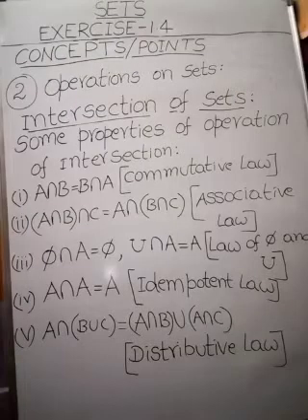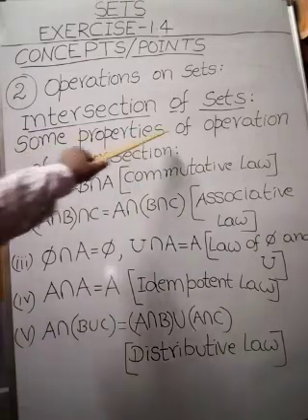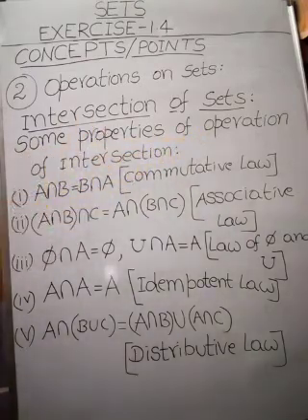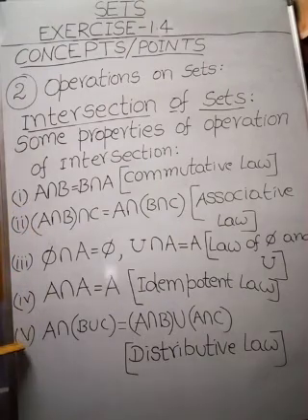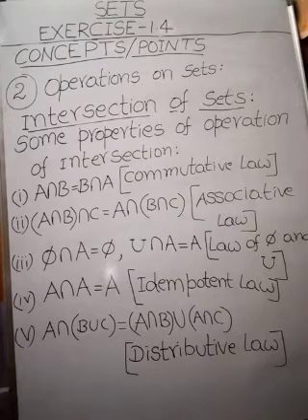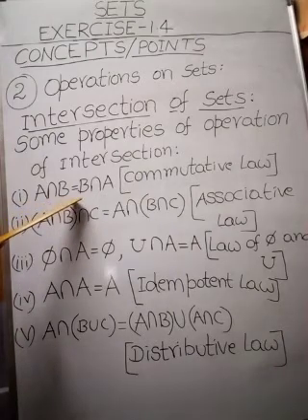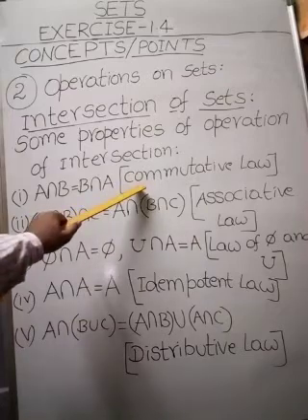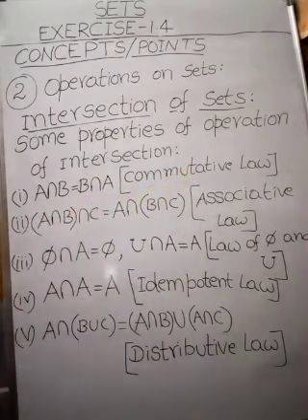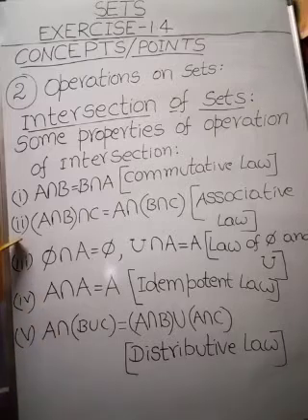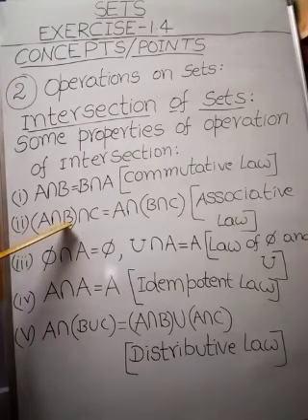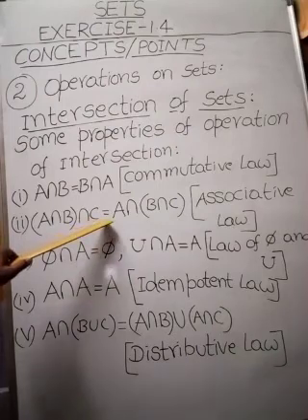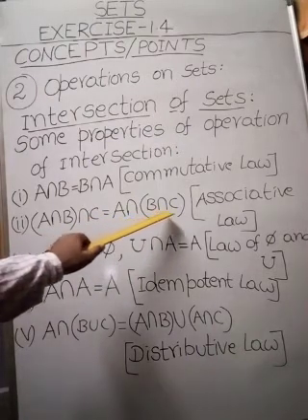Right. Now come to some properties of the operation of intersection. These 5 are the properties of the operation of intersection. So the first property, A intersection B is equal to B intersection A. This law or this property is called commutative law or commutative property. And the second property, A intersection B intersection C is equal to A intersection B intersection C.